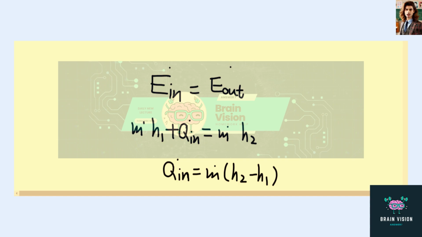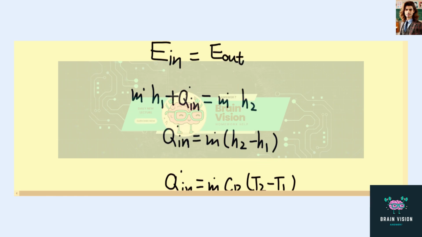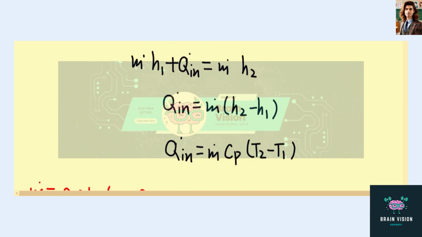So M dot here is the mass flow rate for the water, and H1 is the enthalpy at the beginning, which is the inlet enthalpy. And Q dot in here is the heat input, which is the heat that was transferred into the system. And H2 here is the outlet enthalpy in this case.